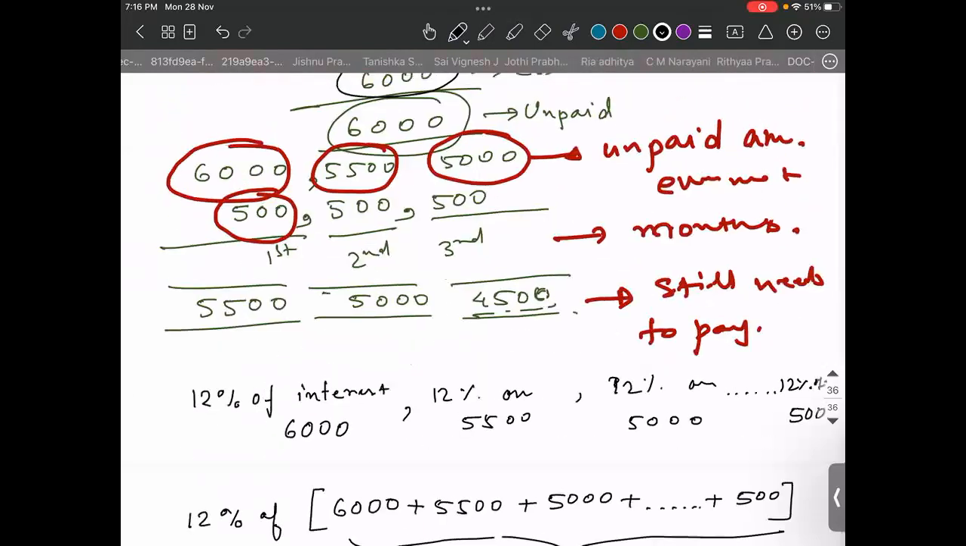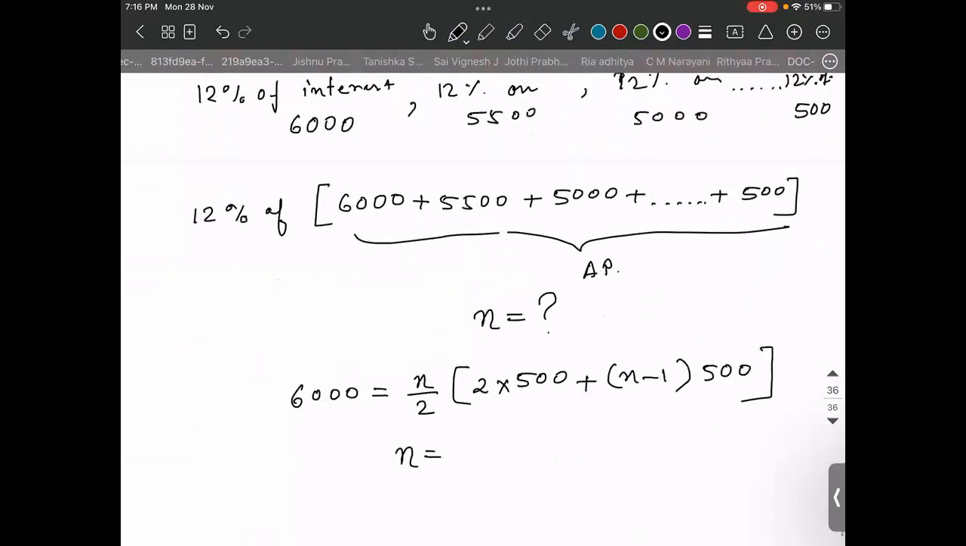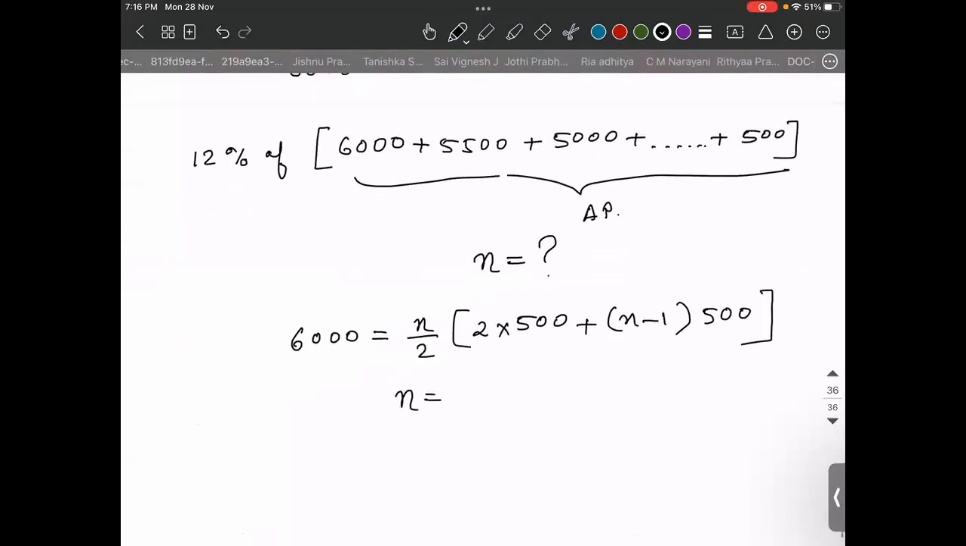Because he starts paying rupees 500. See, it's like me and you. You lent me money. So I owe you 6,000 rupees, but I am paying you 500. Next month, again 500 plus the 12% interest on that 6,000 amount. Again next month, I'll pay you 500 in principal amount. So the principal amount is getting deducted, but we need to calculate the interest. So 12% of all this AP.